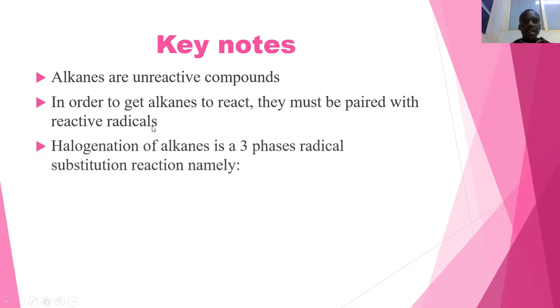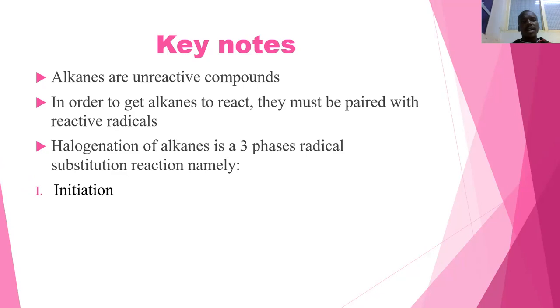Then another key term: halogenation of alkanes is a three-phase radical substitution reaction. Substitution reaction is just a replacement. To substitute is to replace. We can replace hydrogen with chlorine. We can replace hydrogen with bromine, just like that.